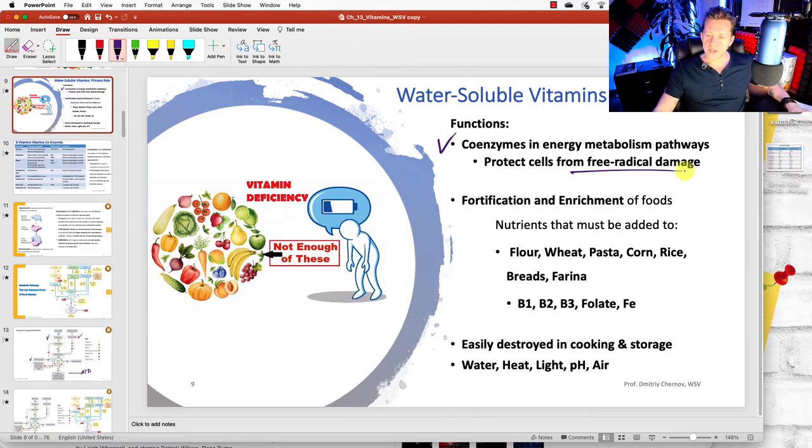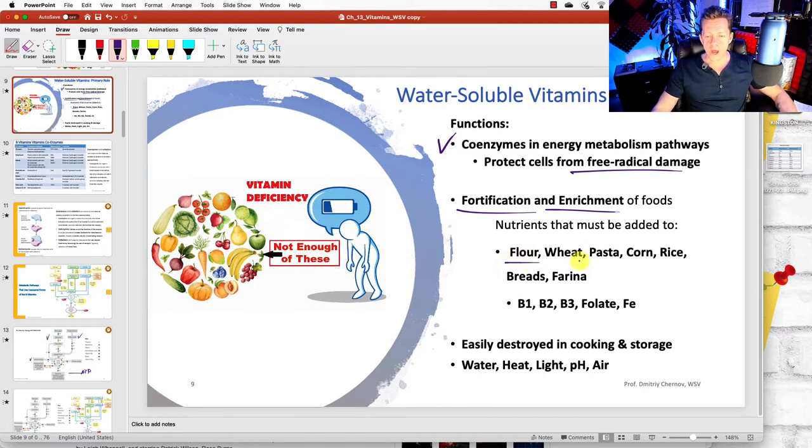They also protect cells from free radical damage, so they're antioxidants. Through mechanical processing, agitation, using heat and acids in order to process fruits and vegetables or even grains, there's a loss of certain vitamins and a loss of certain minerals. Then through the process of fortification or enrichment of foods, those nutrients that were lost through the process could be added back, right? So they're adding them back.